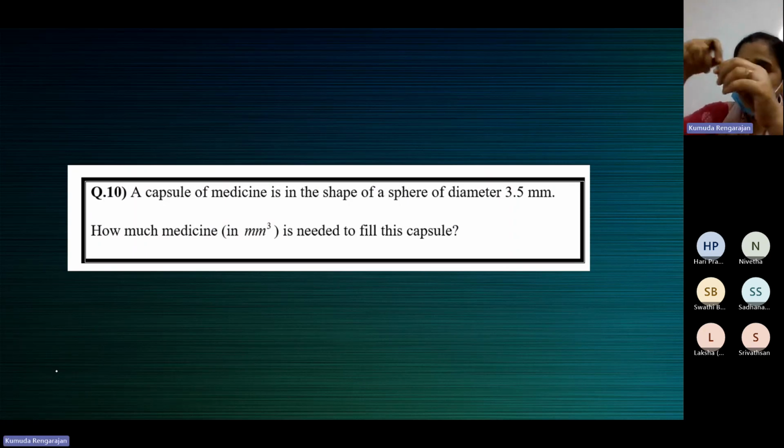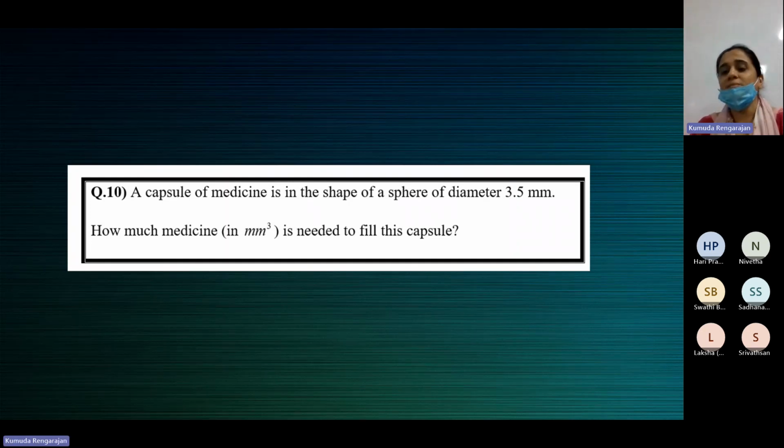And if it's a capsule, there's medicine filled into it. So how much medicine is needed to fill the capsule? You're putting it inside, so it's volume. 4 by 3 pi r cube. That's all. Just 4 by 3 pi r cube will give you the answer. Correct?